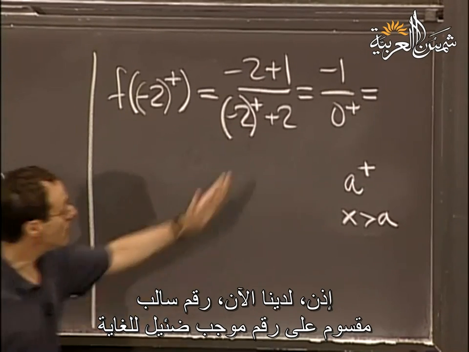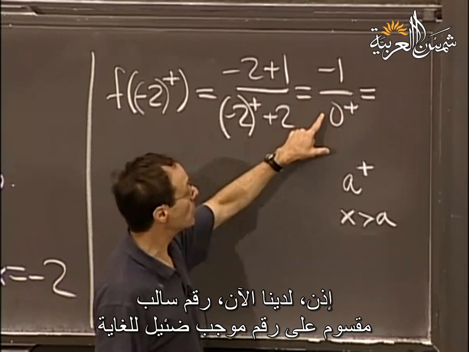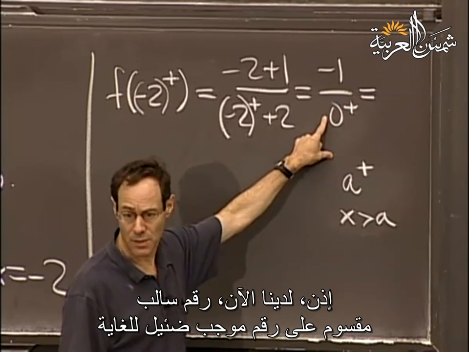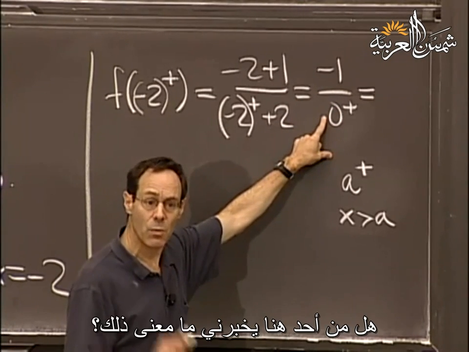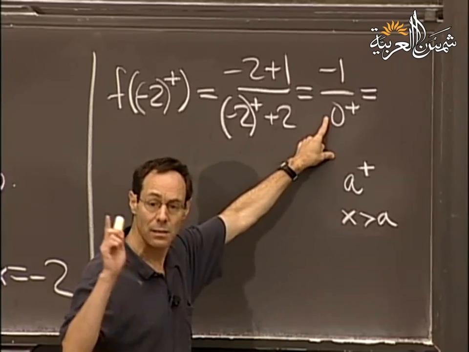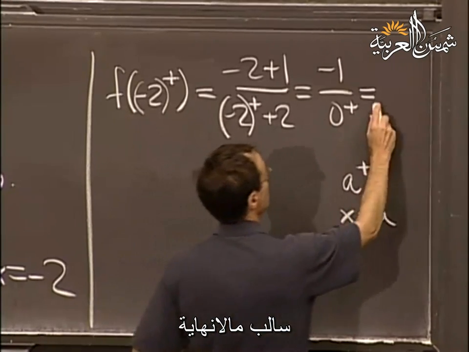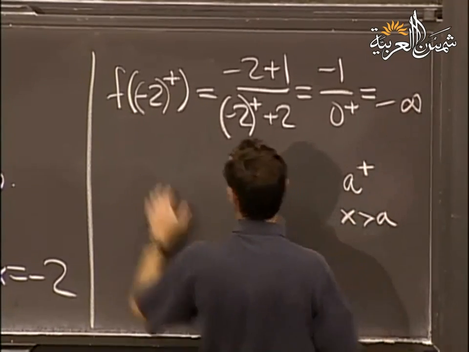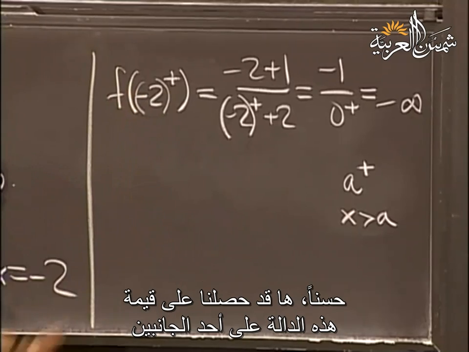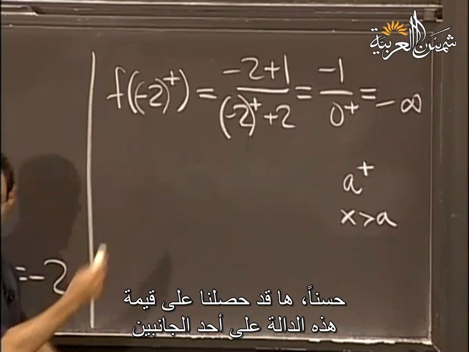All right, so now I've got a negative number divided by a tiny positive number. Somebody want to tell me what that is? Negative infinity. Okay, so we just evaluated this function from one side.